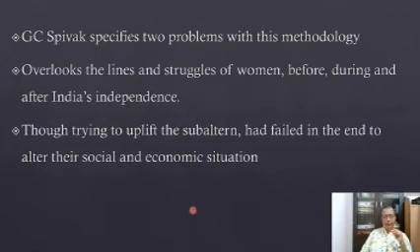A lot of women had taken part, and they had the leadership also, but they were not brought to the limelight in one way or the other. Only very few women came up, and you will say that there are a lot of women whose names are there in the independence struggle. But concerning the subaltern, you will not find any name from the subaltern, especially of women, before, during, or after India's independence. That is one of the problems that she points out with this methodology.